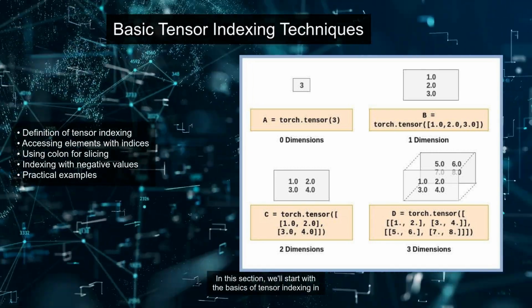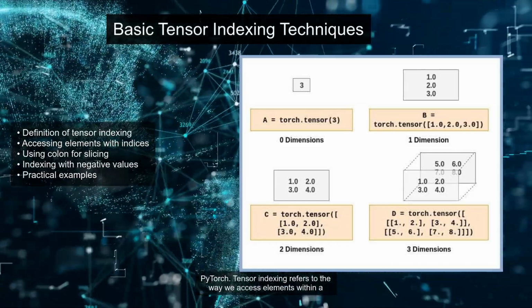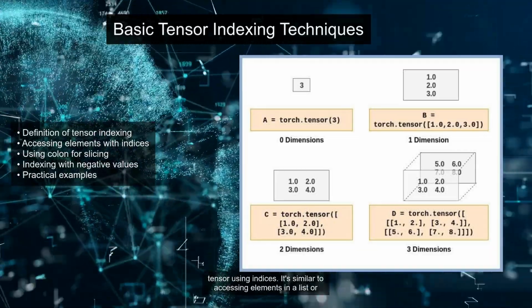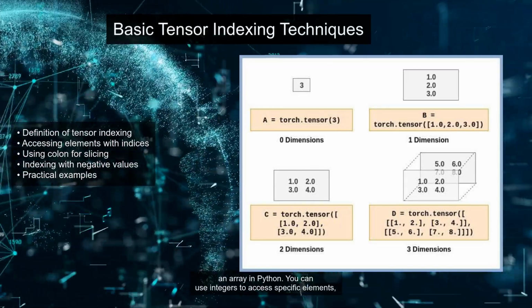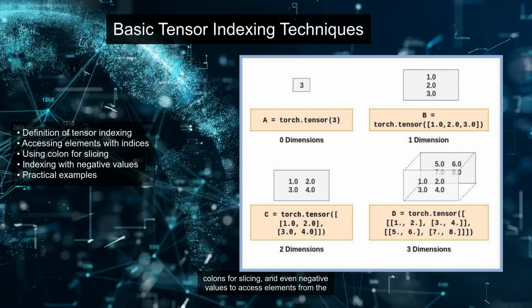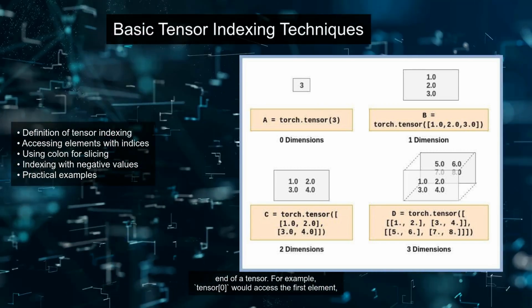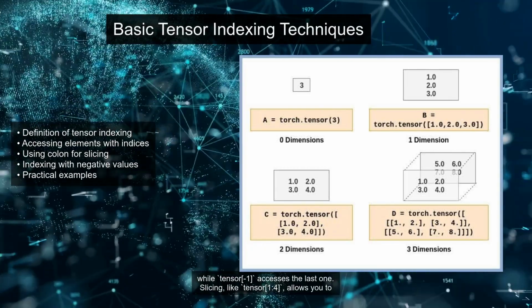In this section, we'll start with the basics of tensor indexing in PyTorch. Tensor indexing refers to the way we access elements within a tensor using indices. It's similar to accessing elements in a list or an array in Python. You can use integers to access specific elements, colons for slicing, and even negative values to access elements from the end of a tensor. For example, tensor[0] would access the first element, while tensor[-1] accesses the last one.